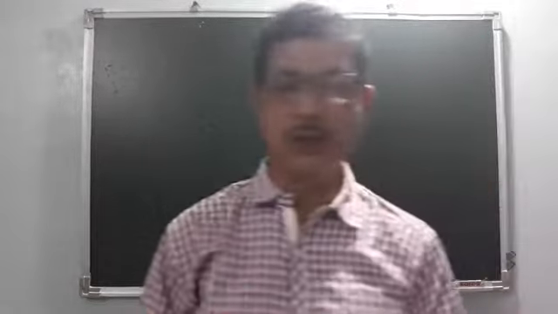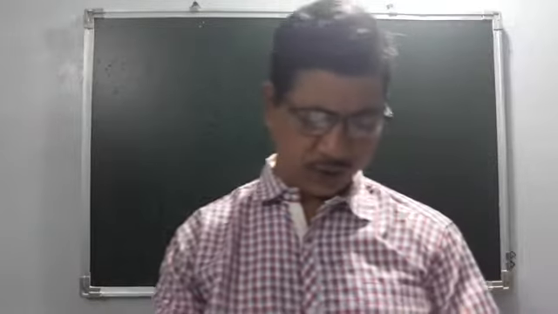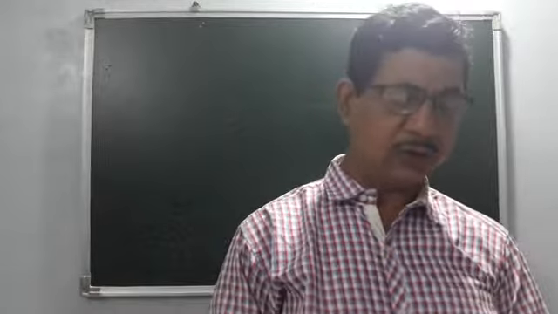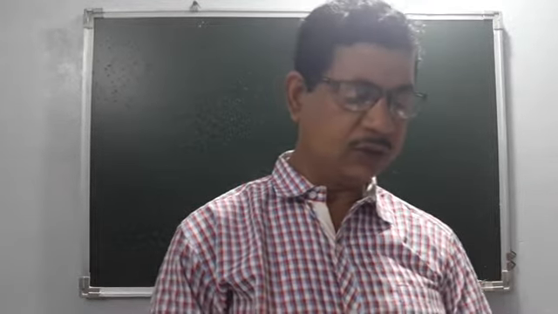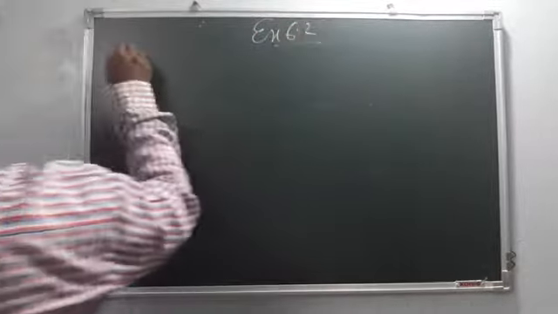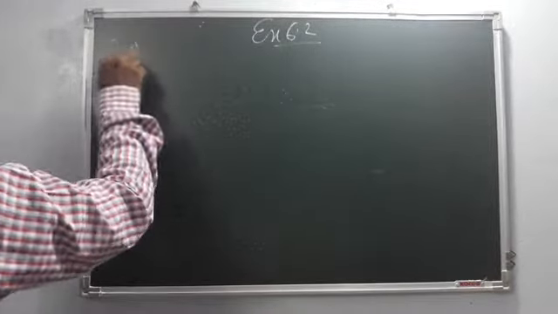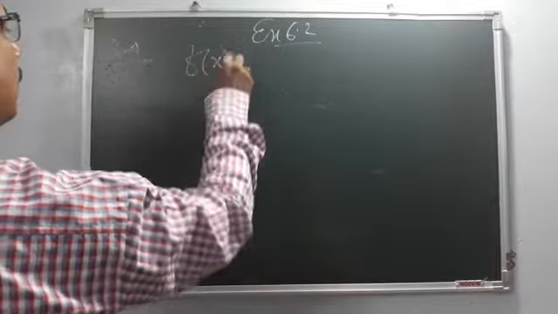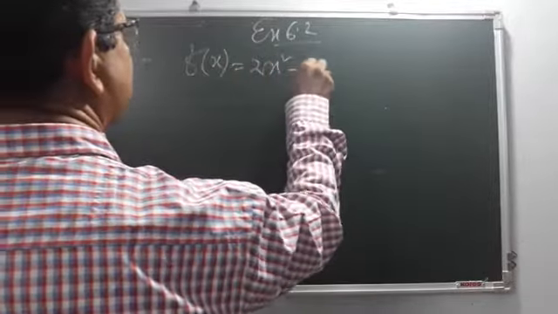Question number 4 says: find the intervals in which the function f given by f(x) = 2x² − 3x is strictly increasing, and in the second portion, strictly decreasing. So we have to find the intervals within which it is strictly increasing and strictly decreasing. So exercise 6.2, question number 4. Here f(x) is given as 2x² − 3x. So this is our question.